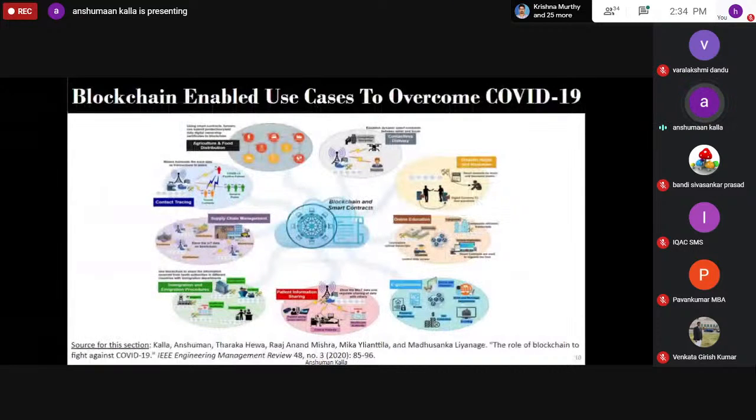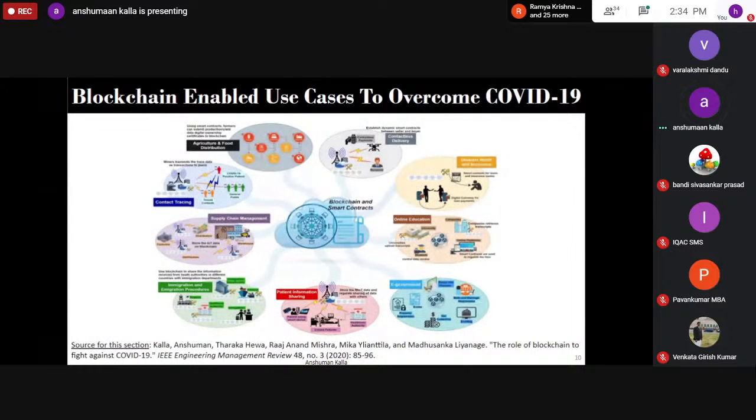So here is a kind of panoramic view of how we can use blockchain. This comes from one of our recent works that got published in the IEEE Engineering Management Review journal. You can have a look at it, and of course, much of what I'm talking about today comes from this work of ours.